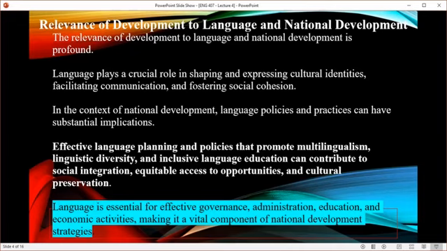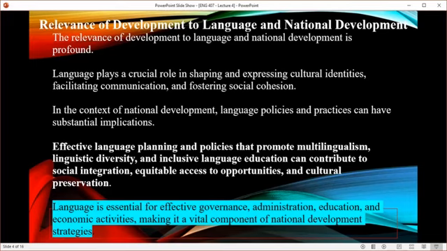Things that will encourage development are inclusive language education, addressing multilingualism, addressing linguistic diversity, ensuring social integration, ensuring equitable access to opportunities, and cultural preservation.